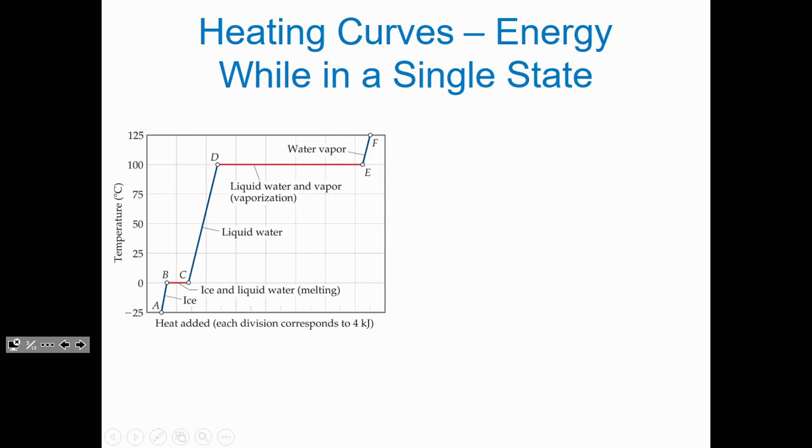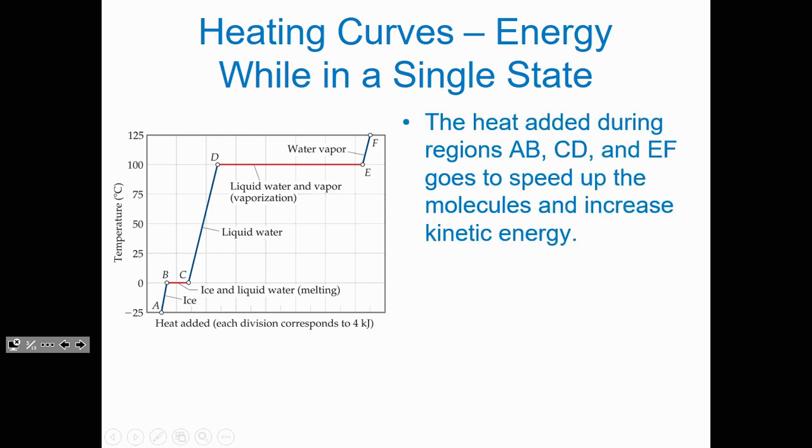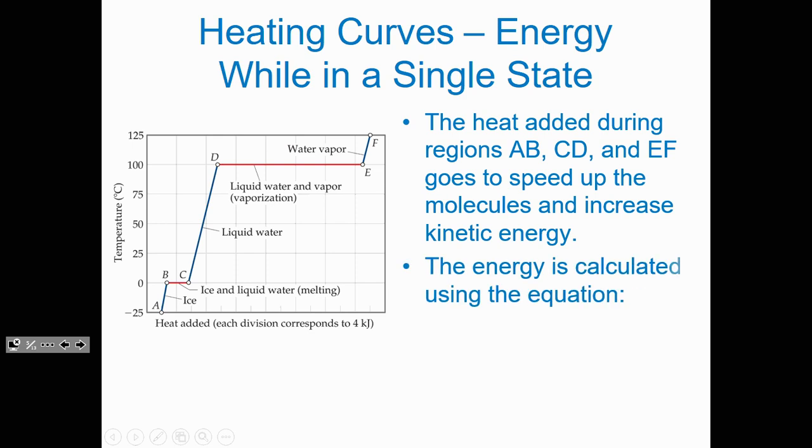Now, the second regions that we see on this graph are our single state regions. We're warming up a single state. A to B, C to D, and E to F, all we're really doing is increasing the temperature of a single state. Sometimes ice, sometimes liquid, sometimes steam, but it's a single state situation in these regions. And you'll notice the temperature is changing, so when we're adding this energy, it's going to be speeding up the molecules, which is changes in kinetic energy.